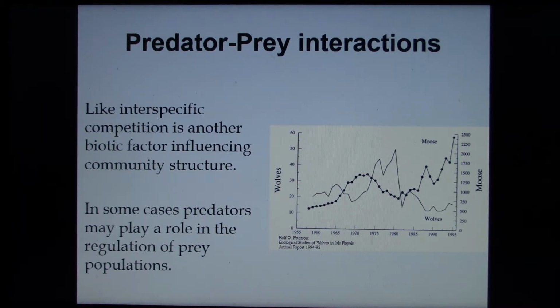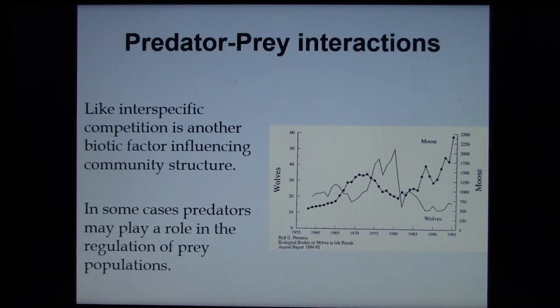Just a little bit about how predator-prey interactions influence the structure of communities. And it's a biotic factor, like interspecific competition. And in some cases, predators play a really big role. For example, out in the Salish Sea, the sea otters eat sea urchins. Hey, we've talked about sea urchins now. This is the third time. The sea otters eat sea urchins.